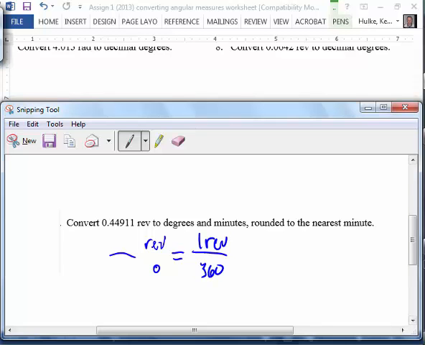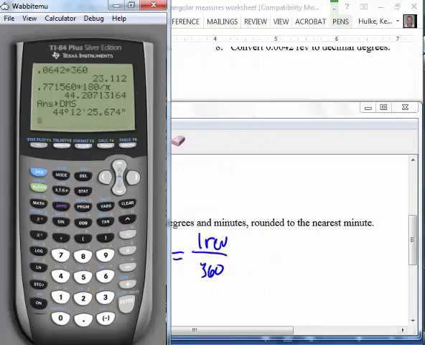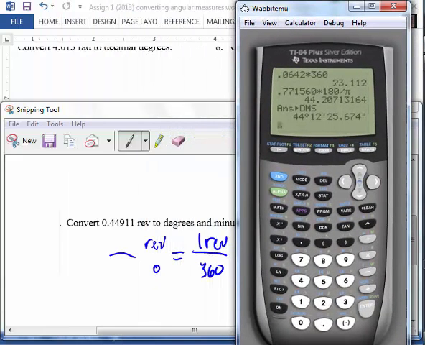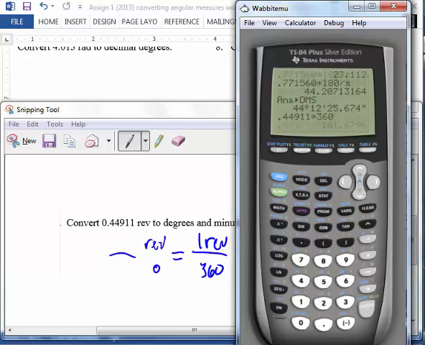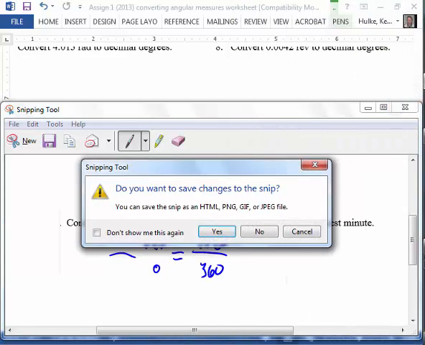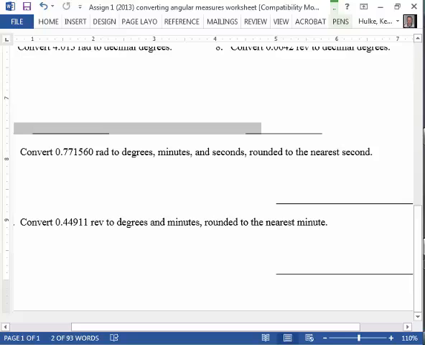So we'll take 0.4491 times 360. So that's how many degrees it is, and we want that in degrees, minutes, seconds, rounded to the nearest minute, which should be 161 degrees 40 minutes. And that is all of the problems on that worksheet.